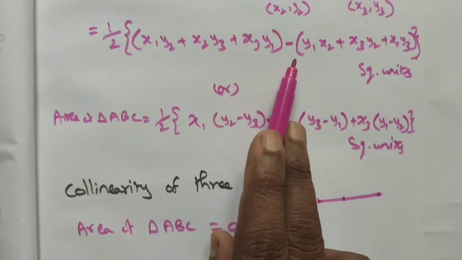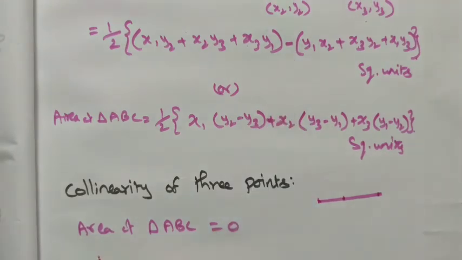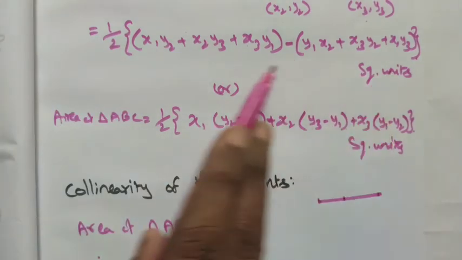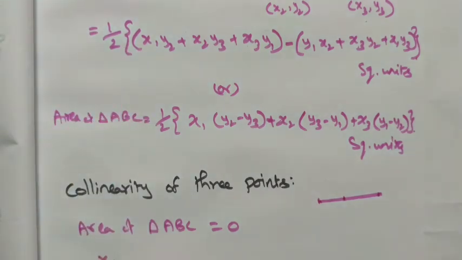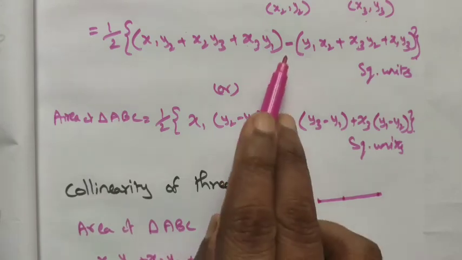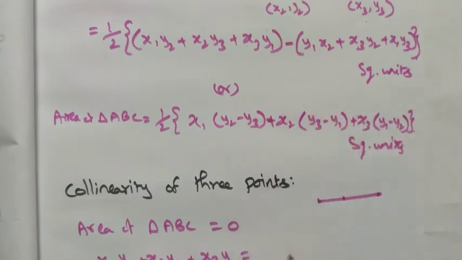By this condition we can write it like that. Area of the triangle is equal to 0 means this term is equal to 0. Then this can be written as x1 y2 plus x2 y3 plus x3 y1. The minus will be taken to the other side, so we get a plus value, that is x2 y1 plus x3 y2 plus x1 y3. This is the formula when it is collinear.